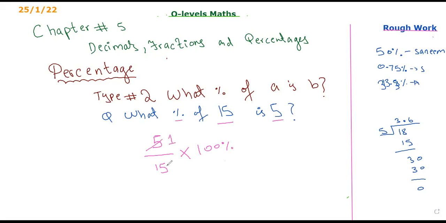5 1 times is 5 and 5 3 times is 15. So what do we have? We have 100 divided by 3%. When we solve this, we get 33.33, and this would be 33.3%. This is the answer.